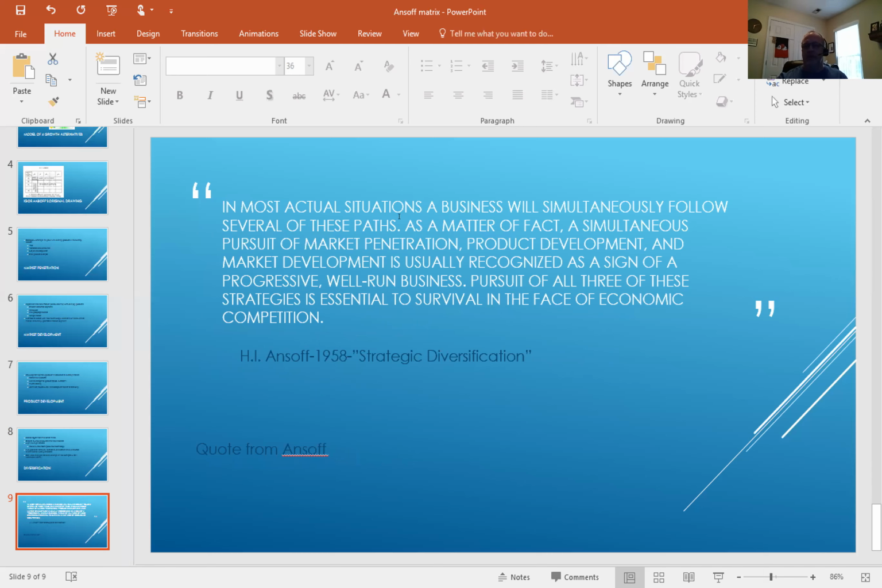In most actual situations, a business will simultaneously follow several of these paths. As a matter of fact, a simultaneous pursuit of market penetration, product development, and market development is usually recognized as a sign of a progressive, well-run business. Pursuit of all three of these strategies is essential to survival in the face of economic competition. And I think that kind of summarized the strength of this, that ideally a company would want to move into that fourth quadrant to remain competitive and strong in the 21st century.